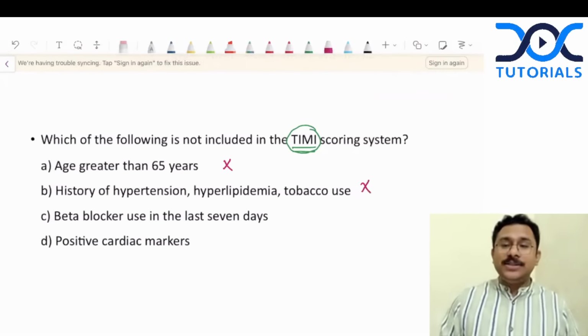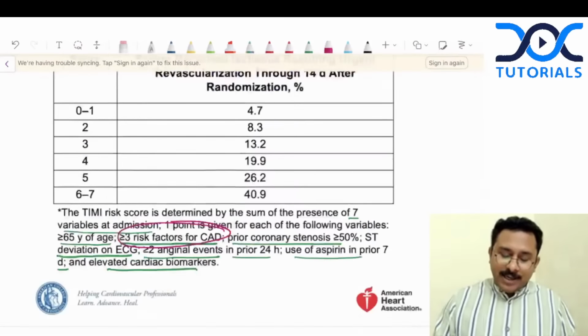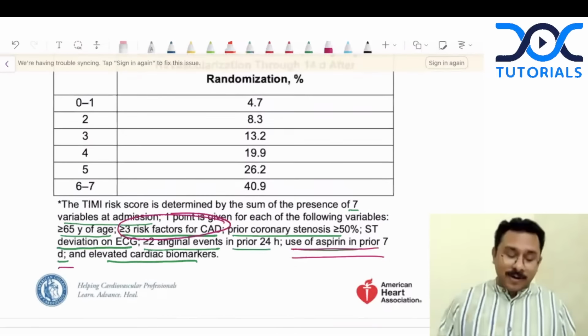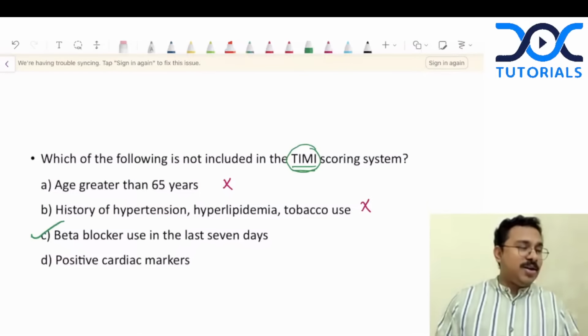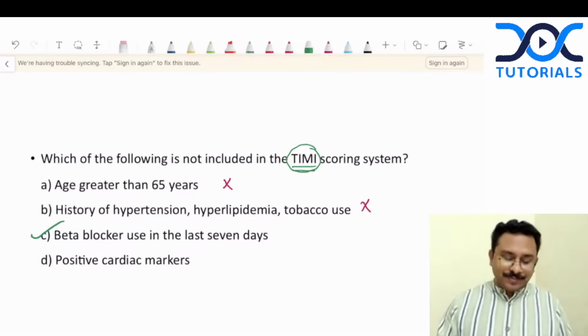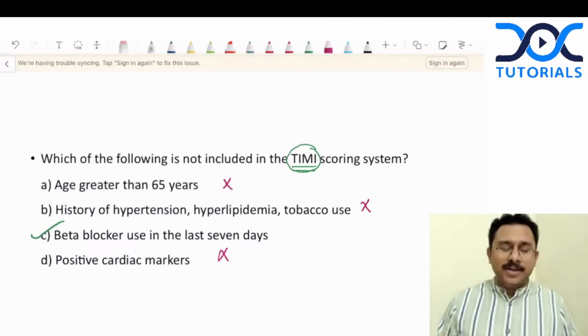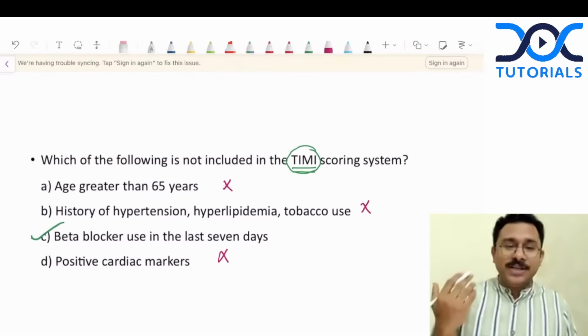Beta blocker use in the last 7 days. Wrong. Why? Because you can see it is use of aspirin in the prior 7 days, not beta blocker. So that is false, not included. That is going to be the answer. Beta blocker use in the last 7 days. Positive cardiac biomarkers is also included in the scoring system. But I've told you, elevated cardiac biomarkers, answer is going to be option C.